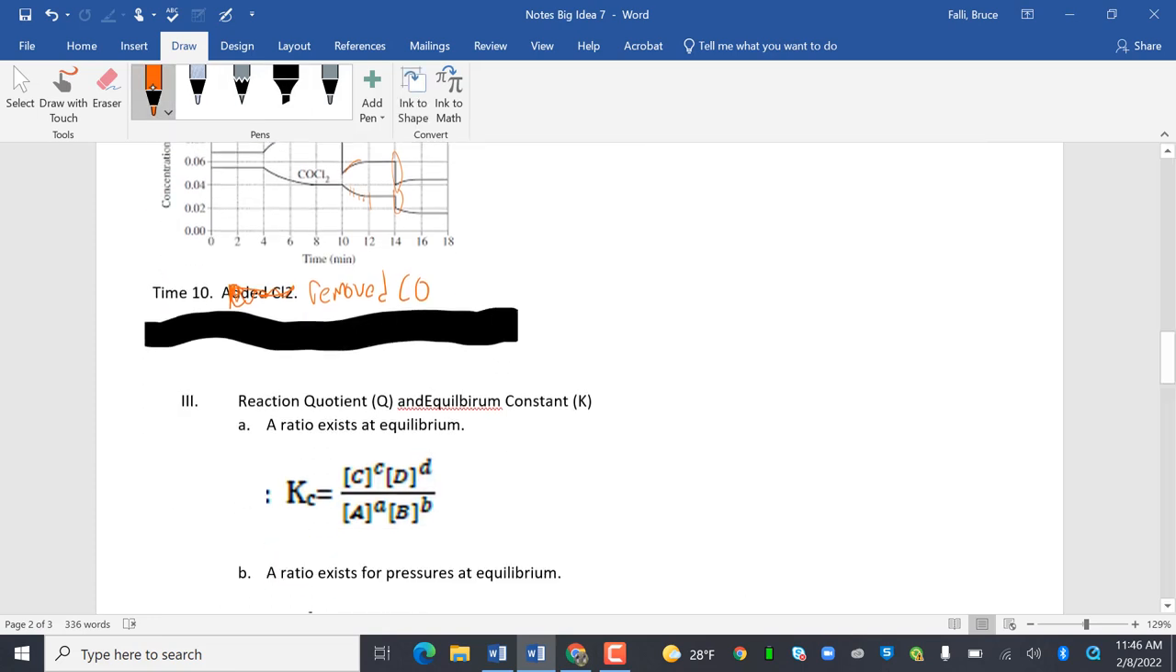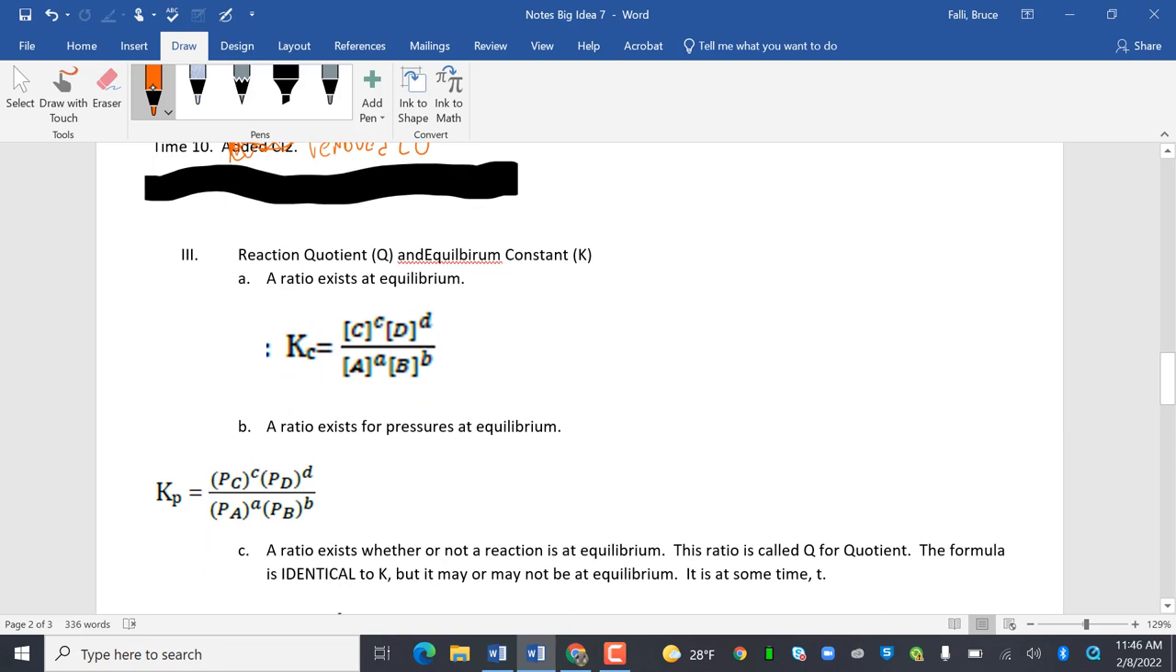Okay. I remember looking at that and thinking it was ugly. All right. Part three. Reaction quotient, Q, and equilibrium constant, K. So what I'm going to do first is fix my messing space. So the equilibrium constant is K. A ratio exists at equilibrium. There's a ratio of concentration. So remember, if I have concentrations, that means molarity. But I have pressure, P equals pressure. Oh no, part of my P didn't show up. So a ratio exists of products over reactants.